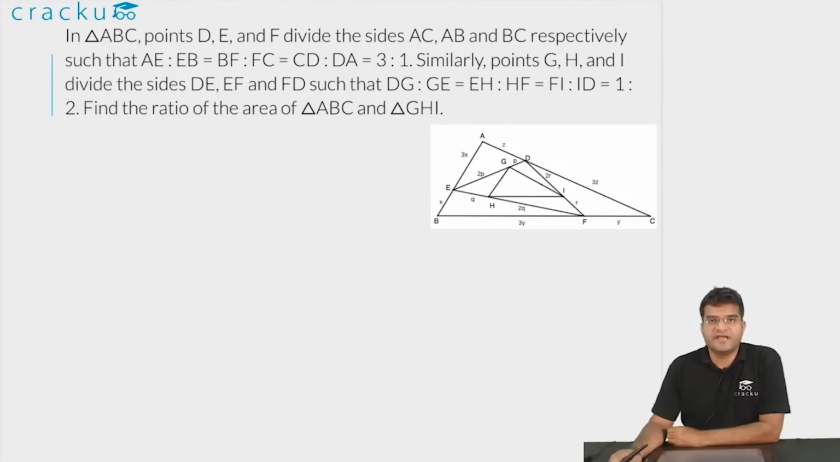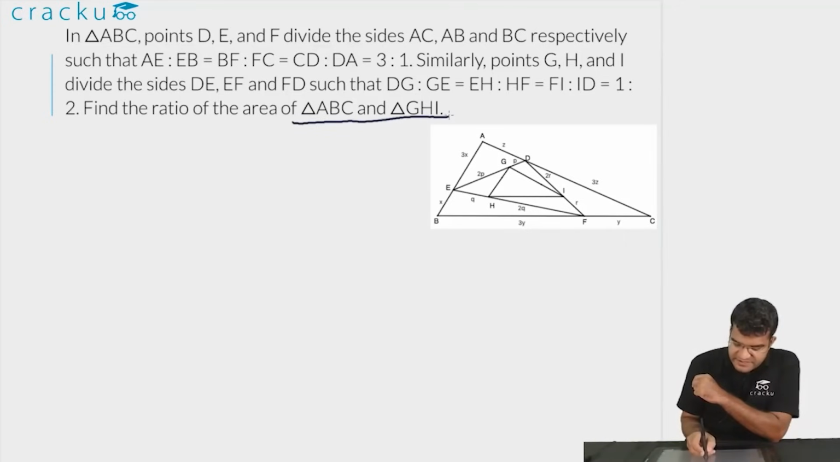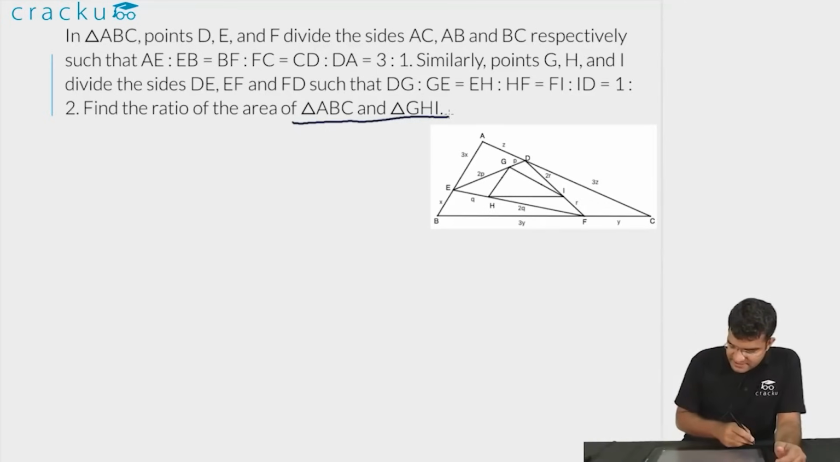In this question, a triangle ABC is given, and there are points D, E and F which divide the sides in the ratio 3:1. You can look at the image, and so you get a triangle DEF. Inside the triangle DEF, similarly, another 3 points G, H, I are drawn such that they divide the sides in the ratio 1:2. So you have one outer triangle ABC, a triangle inside it DEF, and a further triangle inside it GHI. Now we are required to find out the ratio of the area of ABC to that of the inner triangle GHI.